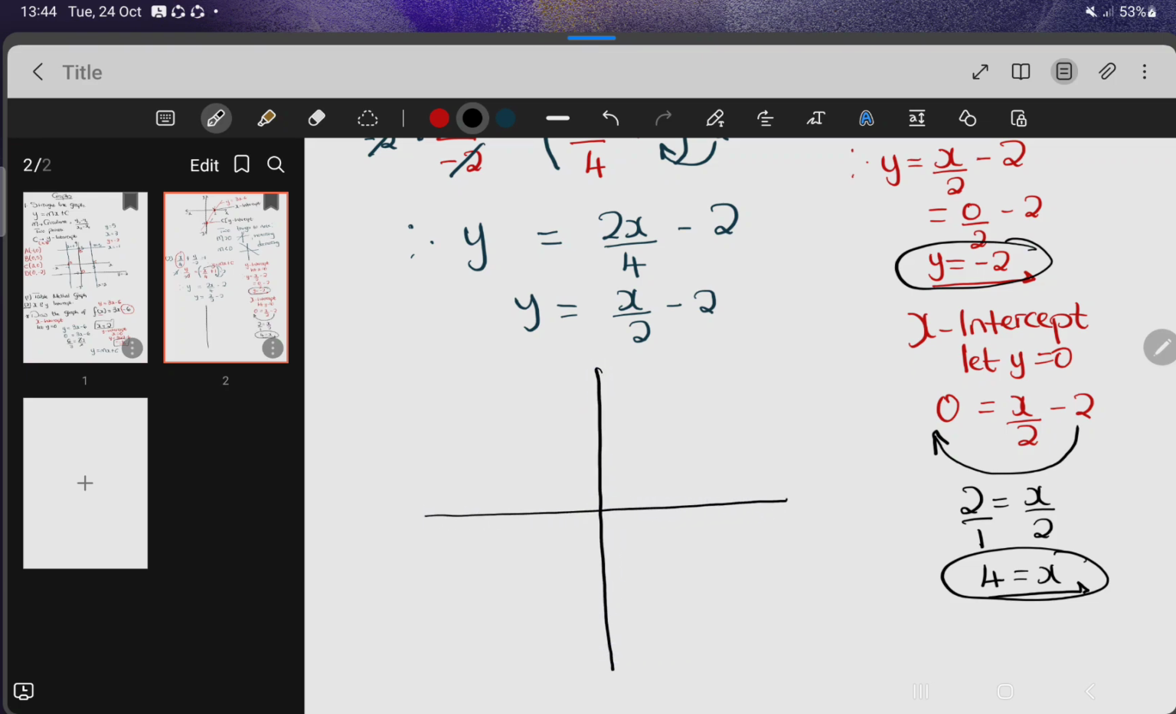These are the 2 points. The y is -2, and the x is 4. These are the 2 things, and this is what we have. So that is the graph. So remember, this is -x, y, x, -y. This is how we normally draw using the x and y intercept method.